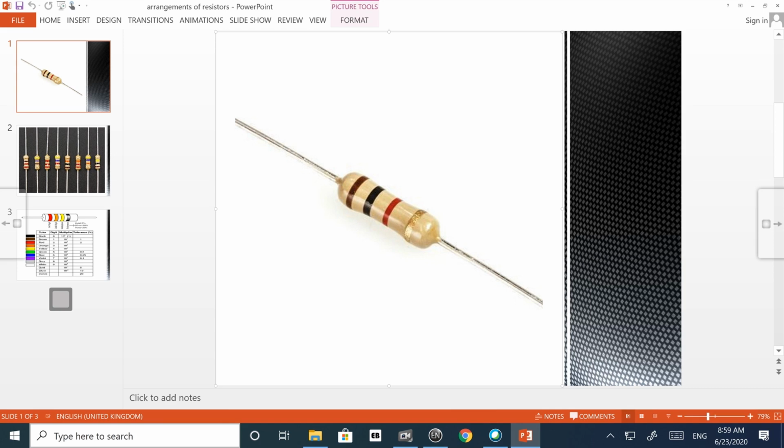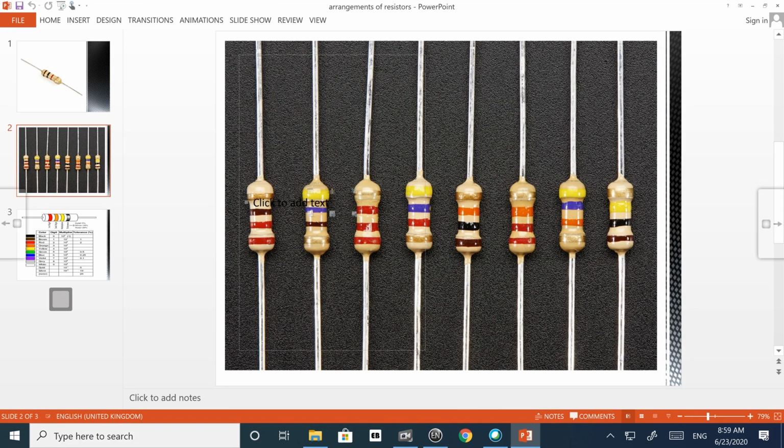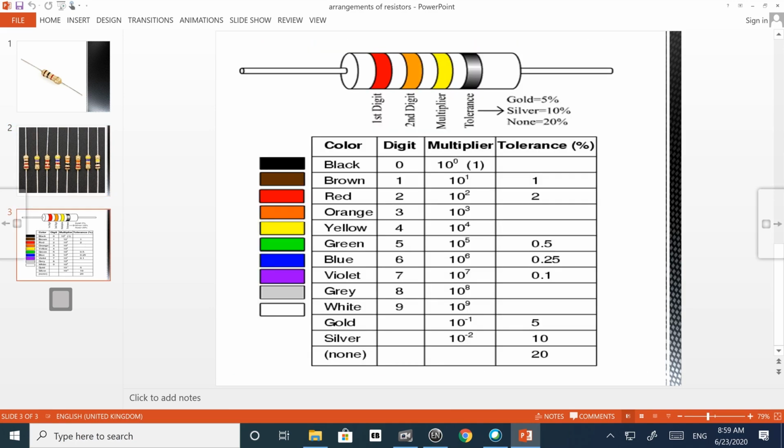Based on these color rings, there are different types of resistors. All these are resistors of different values of resistance. The value of the resistance differs according to the color rings. Then, how can we find out the value of the resistance based on these color rings? This table helps us for that.